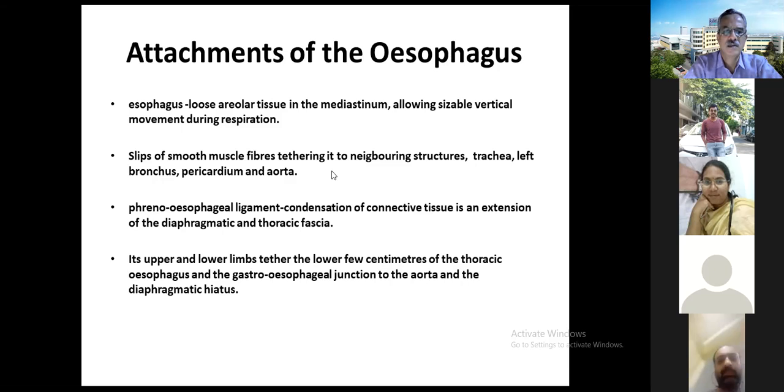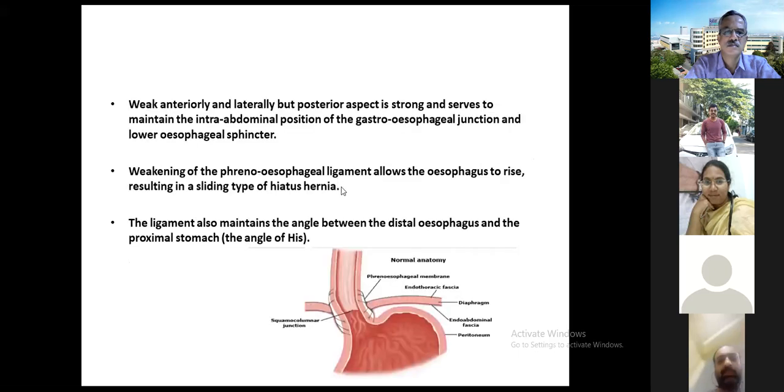So whenever there is a movement that occurs during deglutition or respiration, it allows a sizable movement. It allows a good mobilization of the esophagus so that no trauma occurs to it, as well as the phrenicoesophageal ligament. Sir, in this image, it can be appreciated.